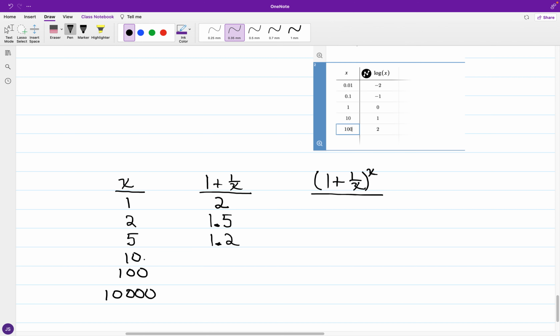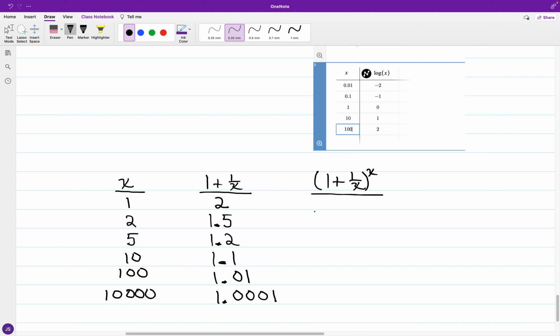And if we have x at 10, you have 1 plus 1 tenth. As a terminating decimal, that's going to be 1.1. And for x at 100, you have 1 plus 1 over 100, and as a decimal, we have 1.01. And if I have x at 10,000, you have 1 plus 1 over 10,000, and that's going to be 1.0001. So as x gets larger, the sum value of 1 plus 1 over x is getting smaller.